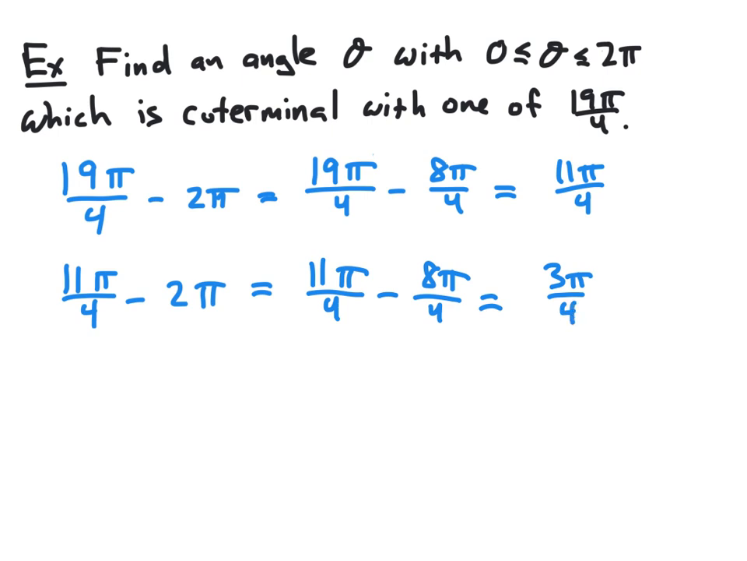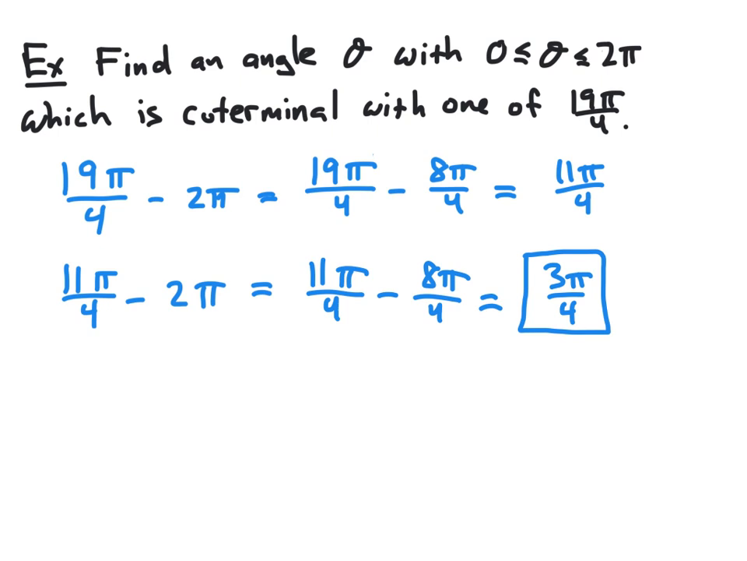And this is an angle that is in the desired range. It is positive and less than 2 pi radians, and so it is our desired angle. And so 19 pi over 4 is the radian measure of an angle coterminal with one of 3 pi over 4 radians.